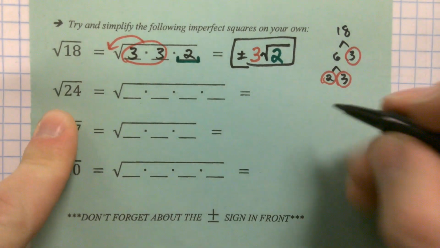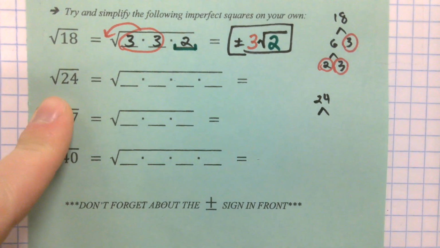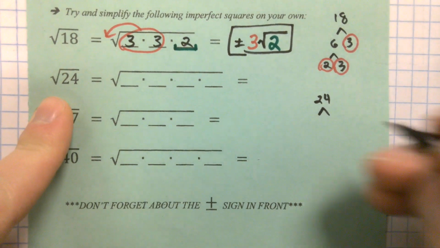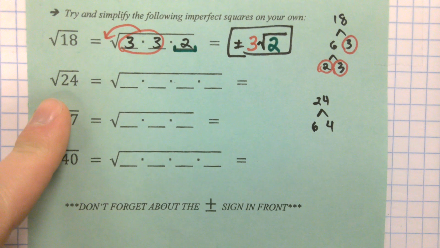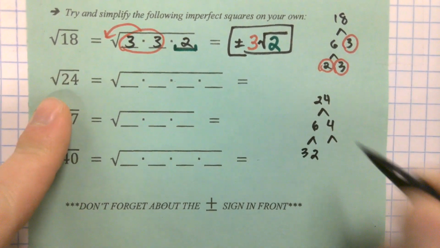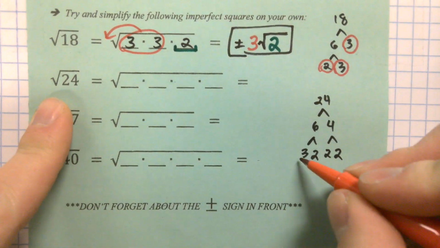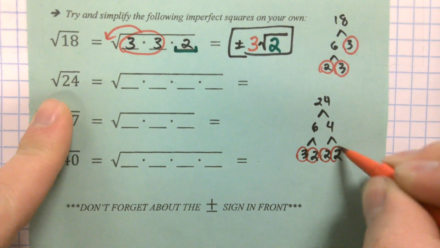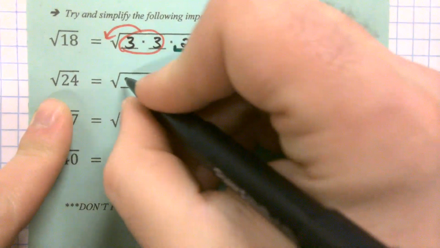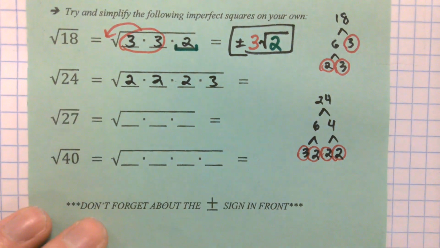24. Let's do a factor tree for 24. What two numbers multiply to give me 24? Bunch of different options here. 6 and 4. Sure, let's do 6 and 4. How can we break up 6? 3 and 2. What about 4? 2 and 2. So my prime factors are 3, 2, 2, and 2. 2, 2, 2, and 3 go inside like that.